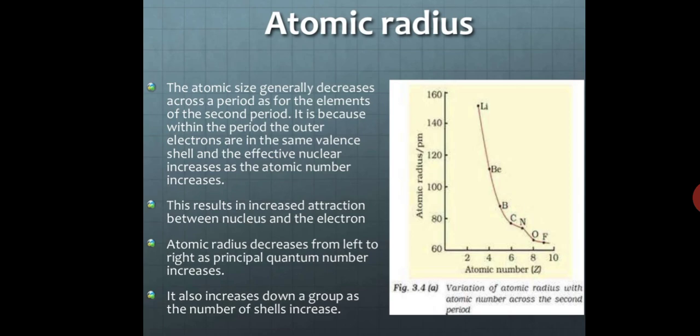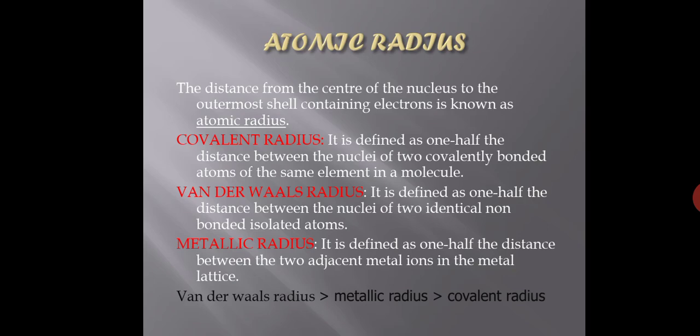The atomic size generally, as you can see on the screen, decreases across a period. Got it? It decreases across a period. Listen carefully. As for the elements of the second period, it is because within the period the outer electrons are in the same valence shell, and the effective nuclear charge increases as the atomic number increases. Got it?